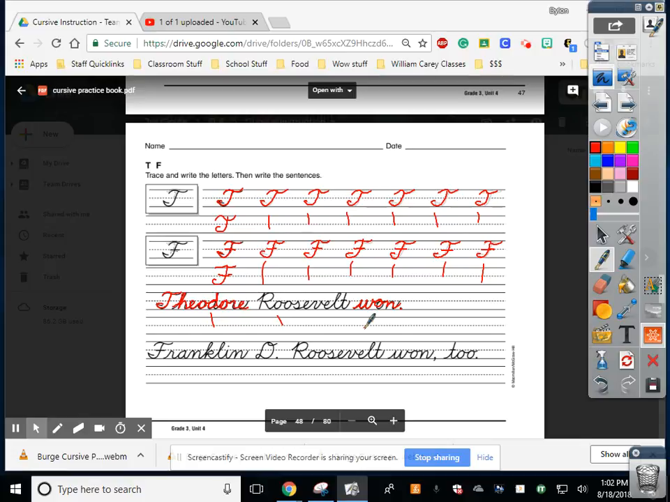And Franklin D. Roosevelt won too. He was also one of my favorite presidents. He did a lot of good for this country. And K, L, I. Franklin Delano Roosevelt. R-O-O-S-E-V-E-L-T. Cross with T.